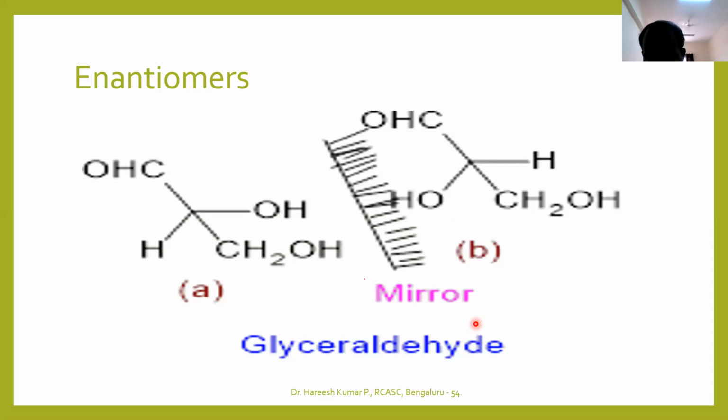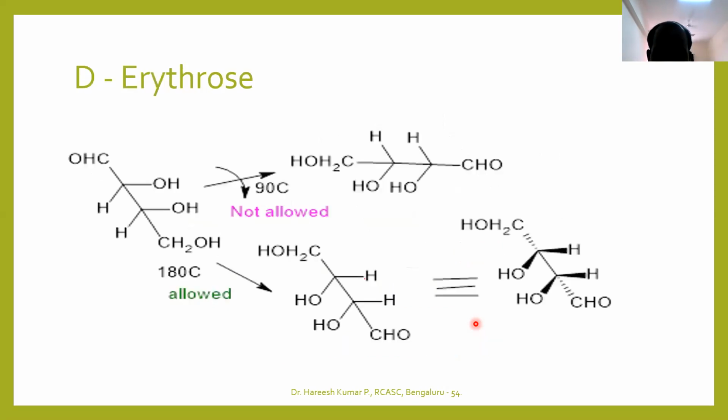I can also take one more example, that is this one, D-erythrose. Here, 180-degree rotation is allowed. When you rotate this by 180 degrees, you will get another enantiomer. But 90-degree rotation is not allowed. When you rotate this moiety by 90 degrees, you will end up with a moiety like this, and this is not allowed. 180-degree is allowed, and you will get another isomer.